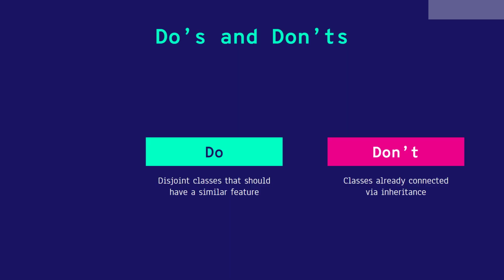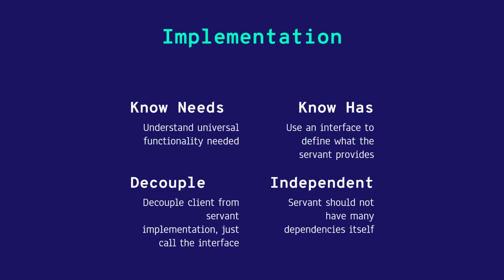So to make this very simple, do's and don'ts: if you have disjoint classes, no parents, that should actually have similar features, this is great. This is a really solid design pattern to use. If your classes are already connected by inheritance, just make the functions in the superclass. It's a lot simpler. You avoid a lot of clutter of extra classes and whatnot. It's just easier.